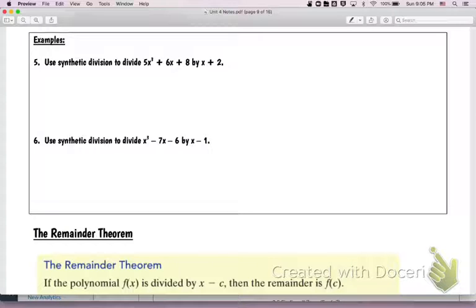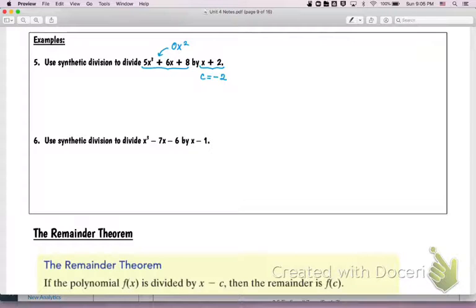So first, I need to look at my factor and verify that it does meet the requirements. The corner number here is going to be negative 2 because we have to switch the sign. I see plus 2, so I'm going to use negative 2. The other thing I notice is when I look at my polynomial, it is in standard form, but I am missing an x squared. So we're going to have to make sure that we put in a 0 there.